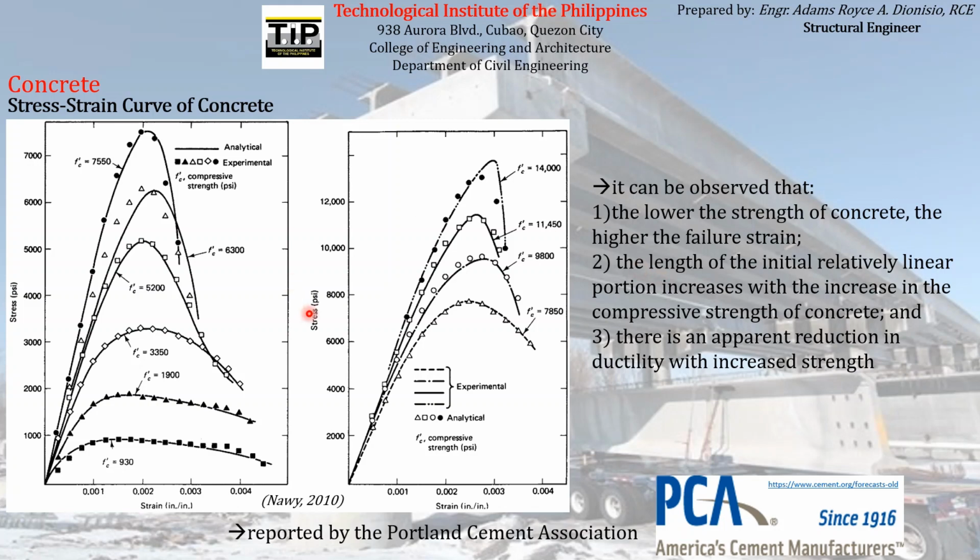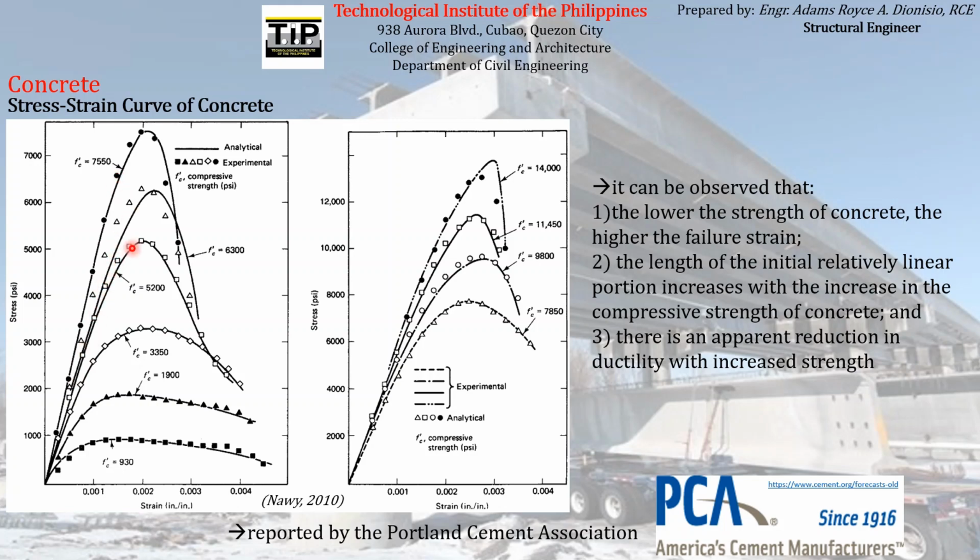Next observation that we can have here is we can see that the length of the initial relatively linear portion increases with the increase in the compressive strength of concrete. So you can see here for 930 psi, the straight line portion of the stress strain curve only has this much length. For 1.9, the linear portion is maybe until here. For 3,350 until somewhere here. For 5.2, for 6.3, for 7,550.